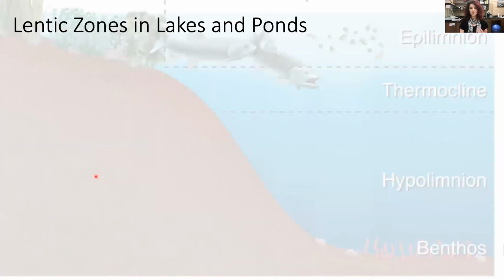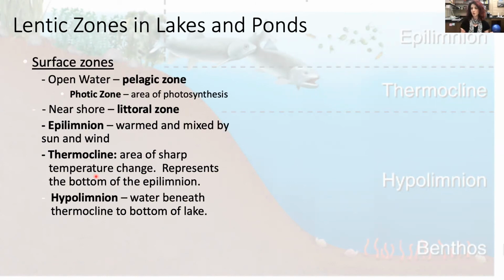Talking about the different zones within the lentic environments, we have the surface and the benthic zones. In the surface zone, we have the open water. This is the pelagic zone. It's also called the photic zone when we have photosynthesis occurring there. When we are near shore, we call that the littoral zone. The epilimnion is where water is warmed and mixed through a combination of heating up by sunlight and also turning over through wind.